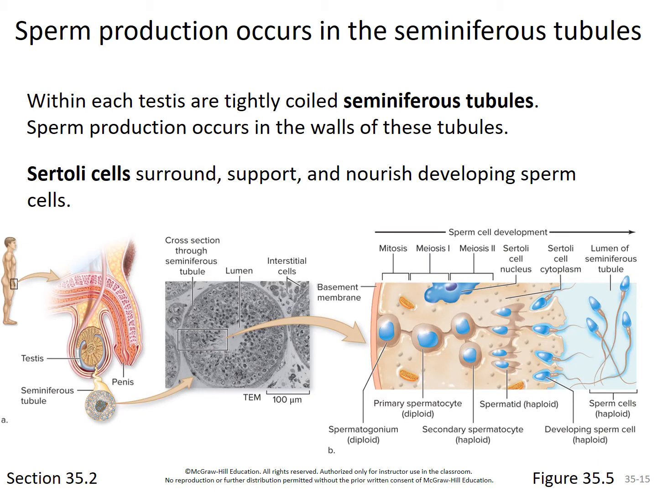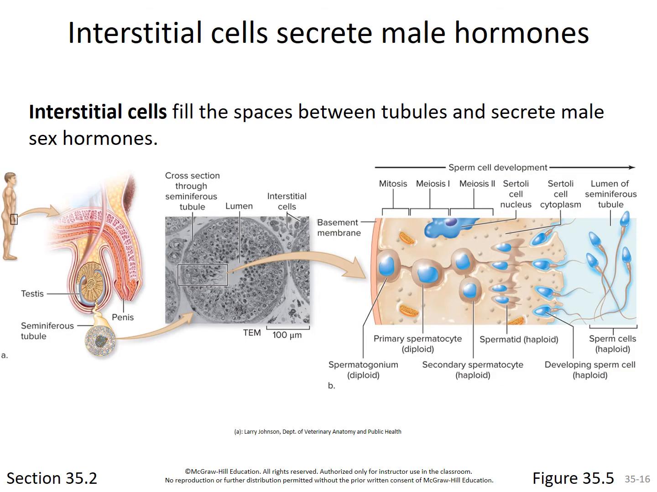So within each testis, you've got tubules called seminiferous tubules, and sperm production actually occurs in the walls of these tubules. So there's the seminiferous tubule, and the second diagram is a cross section through the seminiferous tubule. And a type of cell called Sertoli cells will surround and support and nourish developing sperm. So they really are support cells for developing sperm. Interstitial cells, which you see highlighted here, fill the spaces between tubules, and these are mainly responsible for secreting testosterone, male sex hormones.